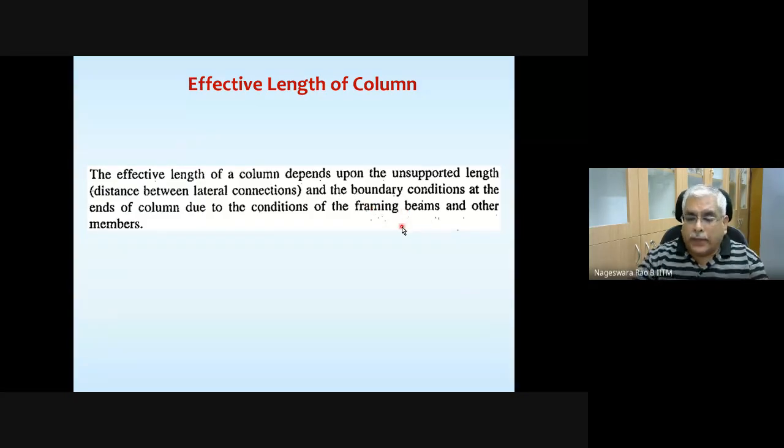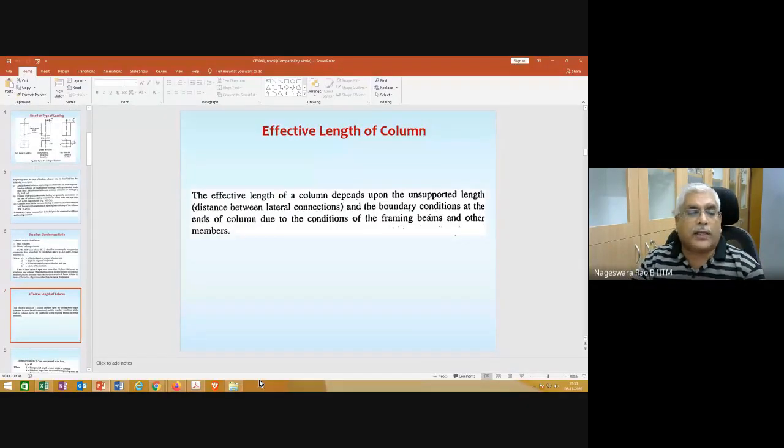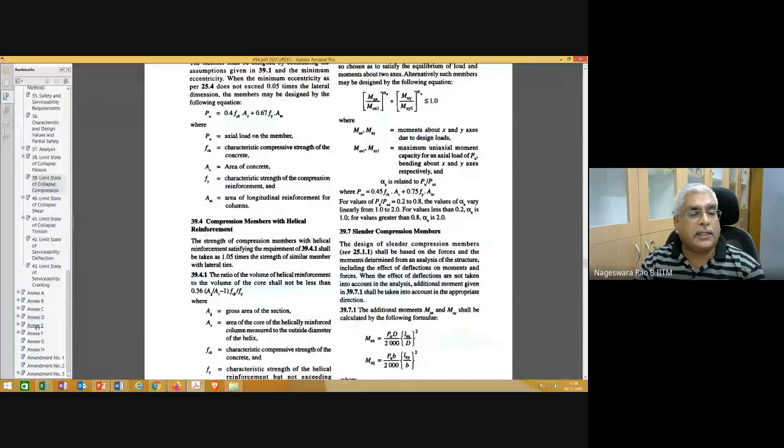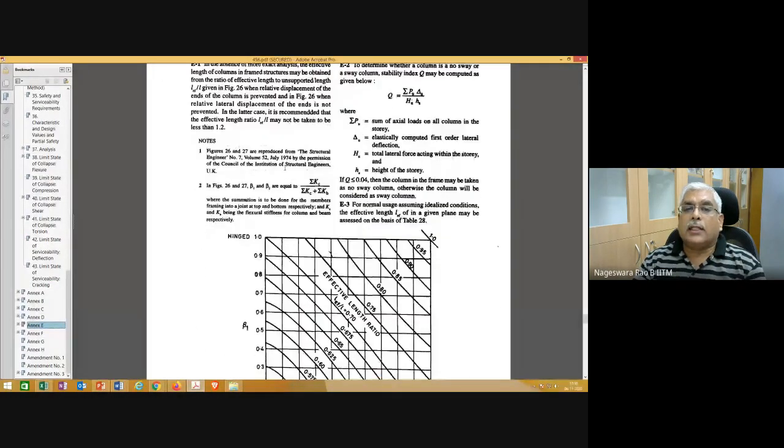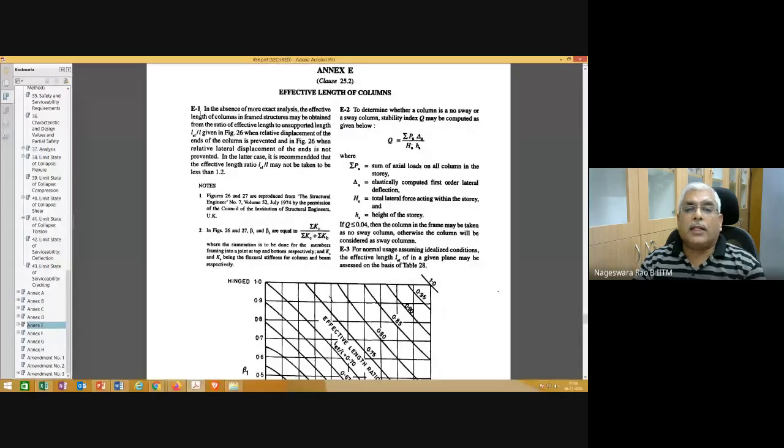If you make a note of this point, then we can go and see IS 456 Annexure E. So here, let's read this as well. In the absence of more exact analysis, the effective length of columns in framed structures may be obtained from the ratio of effective length to unsupported length.